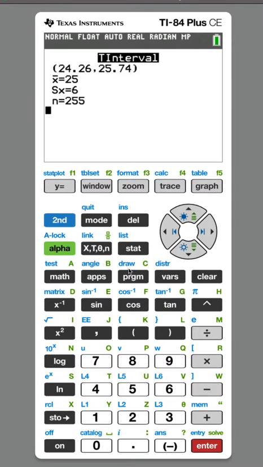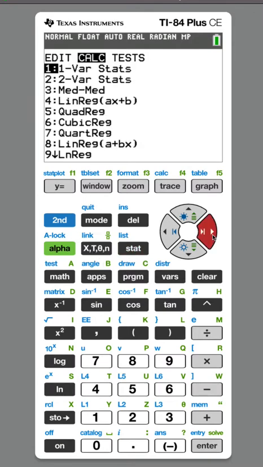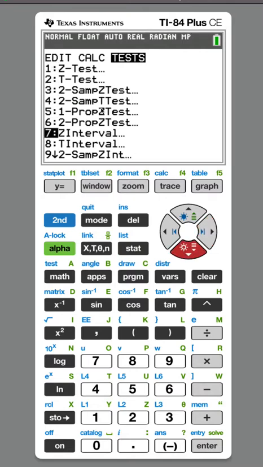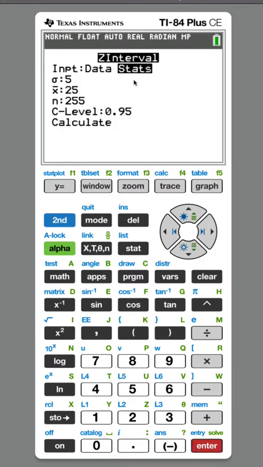So this is where we're using either, again, stat over to test, scroll down to either Z interval or T interval if I'm doing a confidence interval for a population mean where sigma is known or unknown, okay? So these are both used for a confidence interval for a population mean. It's just dependent on whether sigma is known or unknown. And I'm focusing in this video on stats as if that were given in the problem. The statistical values are given. So you need to highlight stats if that's the case.